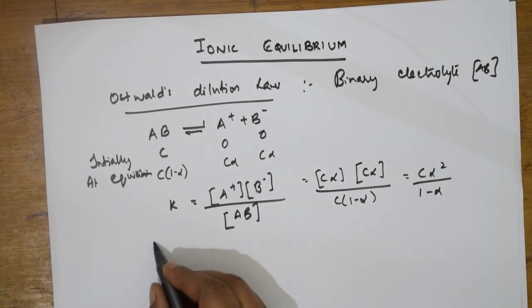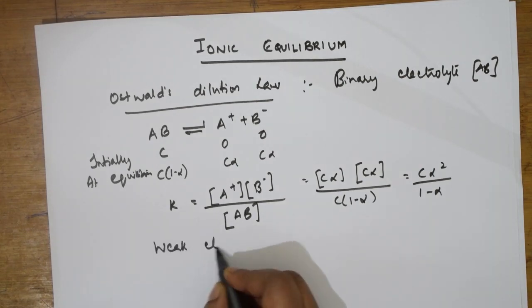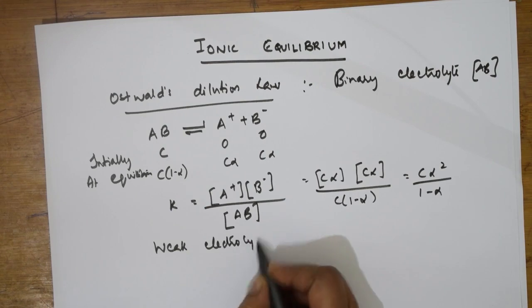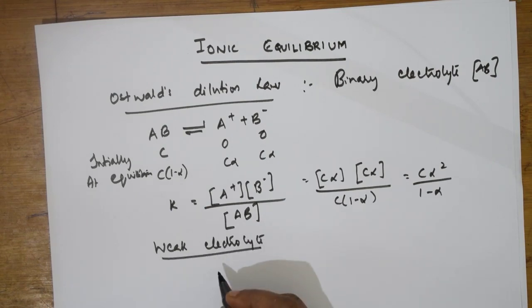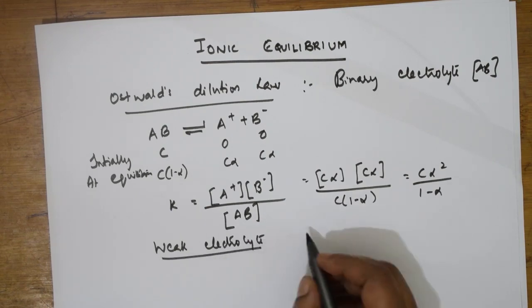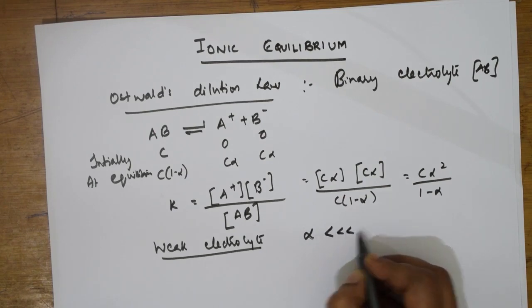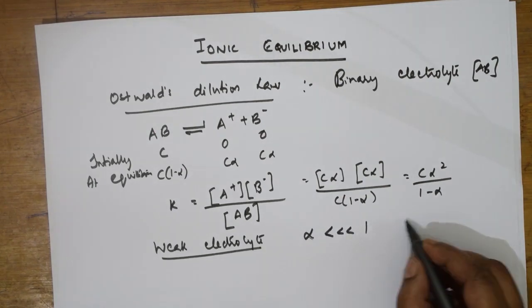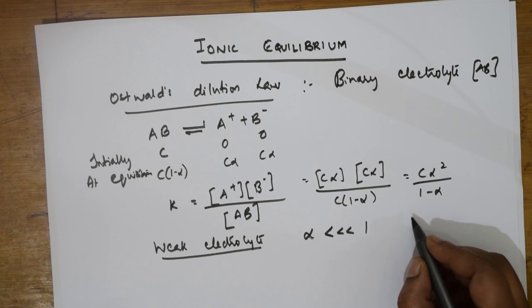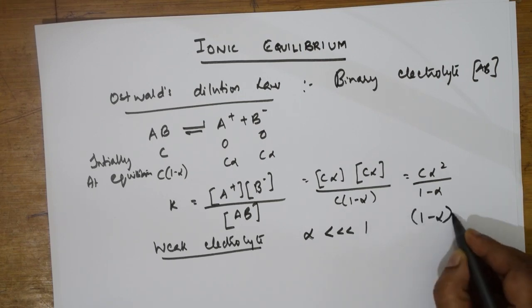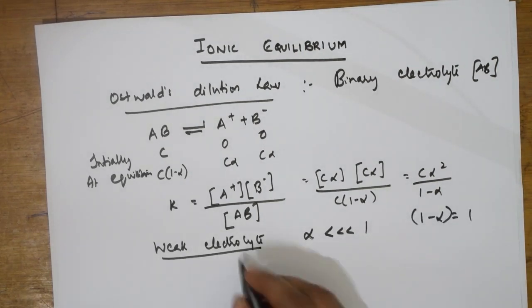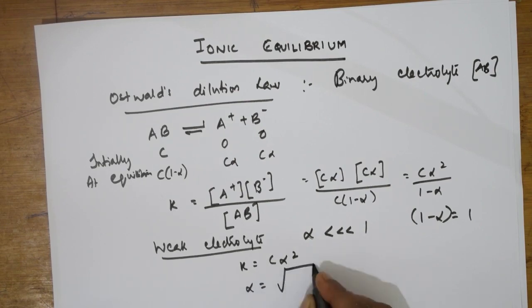Correct? Now when I have to take weak electrolytes, weak electrolyte means which will not dissociate further. It's very difficult for us to dissociate. So alpha will be very much less than 1. That means if alpha is very much less than 1, then 1 minus alpha will be 1. So what will K be left with? K is equal to C alpha square. So alpha is equal to root of K by C.